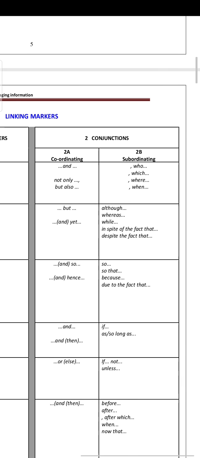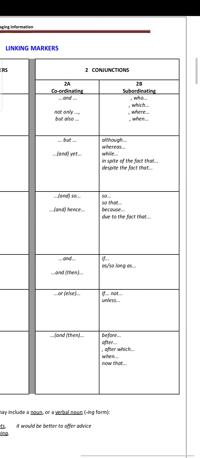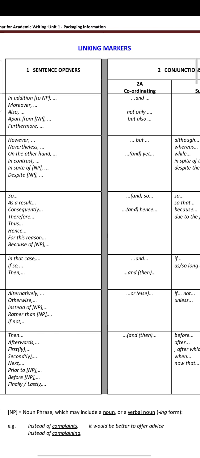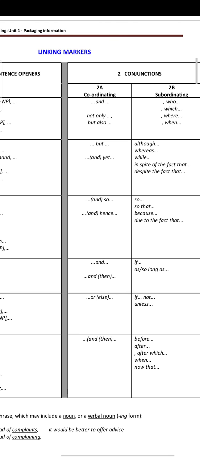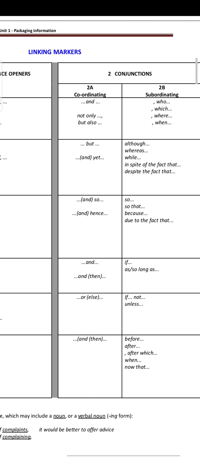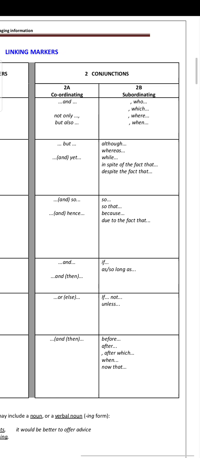Then we have to show cause and effect for conjunctions. This is a bit similar. We have hence, but hence is put in the middle, not in the beginning of the sentence. This is the difference between the sentence opener and the conjunction. If as a sentence opener, hence is put in the very beginning of the sentence, but if as a conjunction, it is put in the middle between two clauses. And then for subordinating, we have so that, because, and due to the fact that.